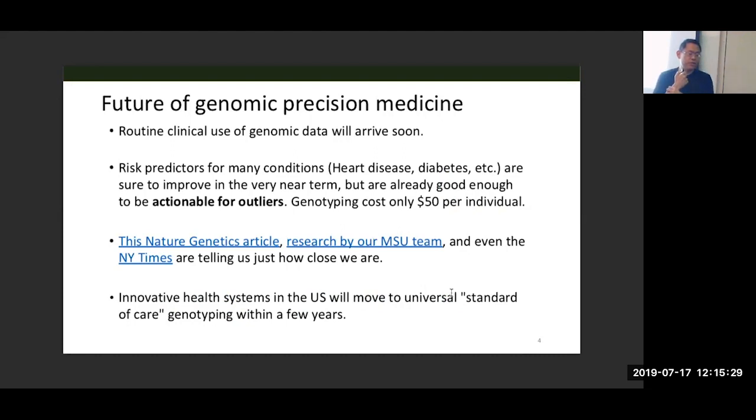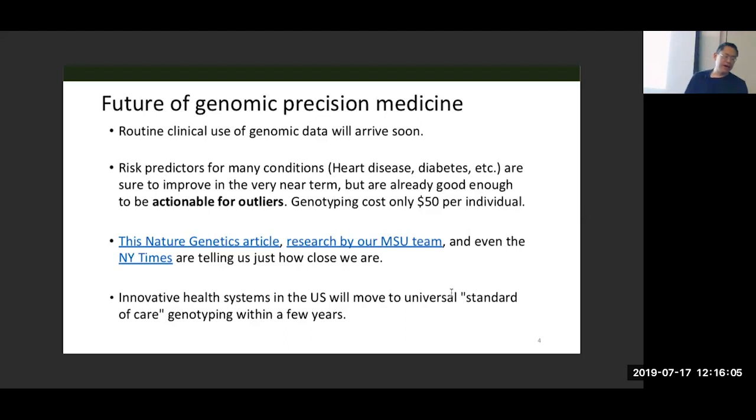We have good predictors for a number of very, very impactful common disease conditions. And while we can see that the quality of these predictors is improving in real time as we get more data, they are already good enough that for outliers, there are clinically actionable outcomes. So in other words, if you could genotype a large population of people and you just look at, say, the people who are top 1% or top 2% risk, the absolute risk that subpopulation has for having the condition is high enough that there are clinical actions that should be considered.